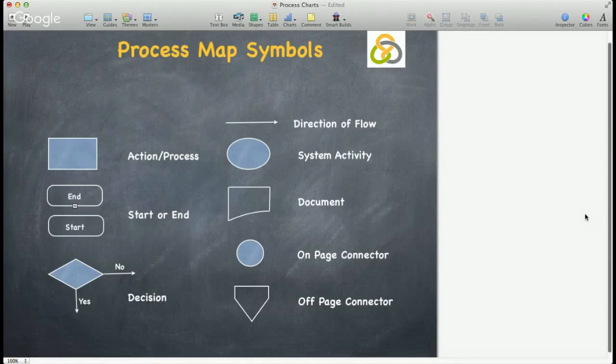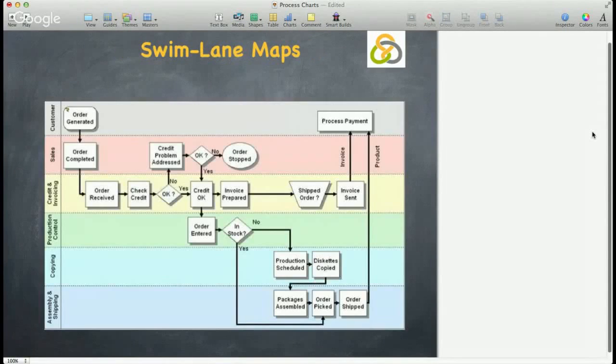But actually, it isn't just as simple as that. As you can see by this example, the order is generated by the customer through the sales department to complete it. They send it to credit and invoicing, who receive that and check the credit. If the credit is okay, then it goes on to the invoice being prepared and the order being generated. If it is not okay, then the credit problem is being addressed, and if that is okay, then the credit is being processed, and if it's not okay, then the order is stopped.